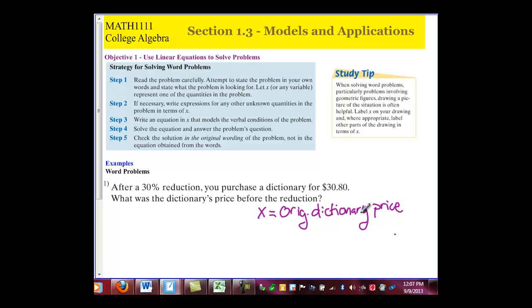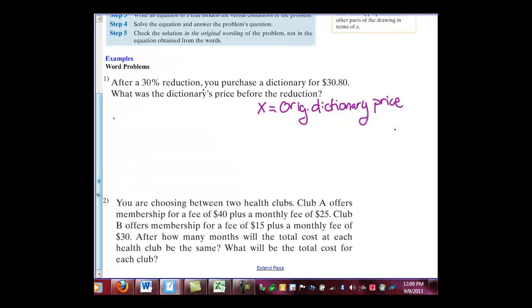I want you guys to take a second and see if you can figure it out. All right, so we're taking the dictionary, we're reducing it by 30%. So reducing it by 30%, is that adding, subtracting, multiplying, or dividing? Yeah, subtraction is going to be reducing. So we have the original price of the dictionary, and then we need to reduce it, which you guys just told me was subtraction, by 30% of the price of the dictionary. How do I write 30% of the price of the dictionary? 0.30, what? There you go.